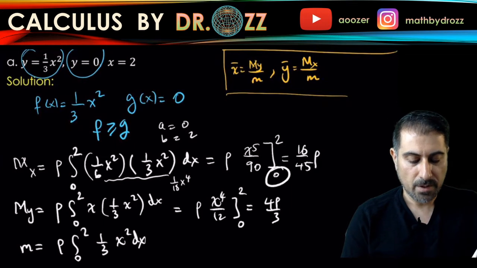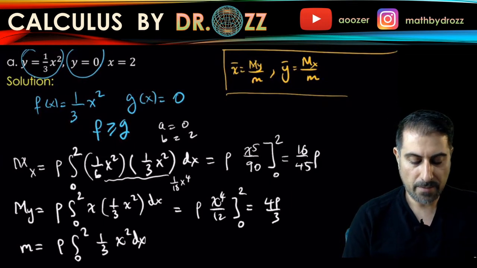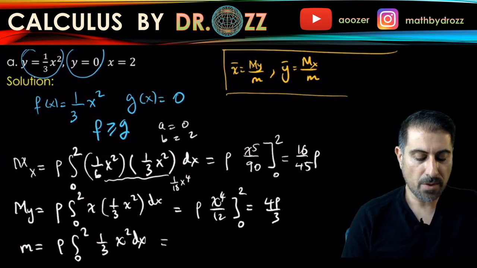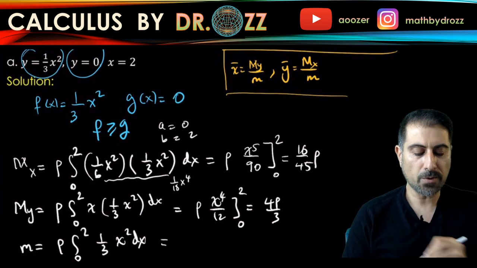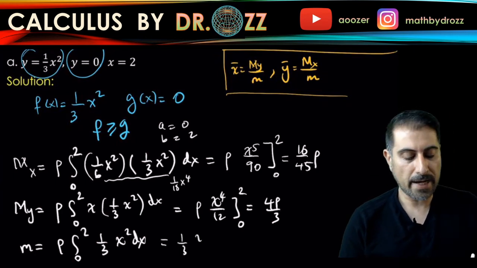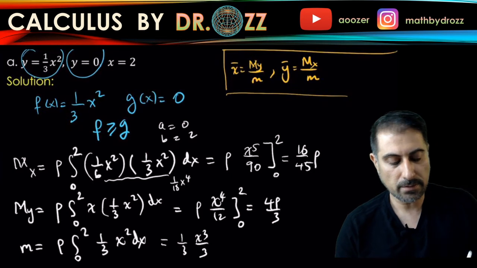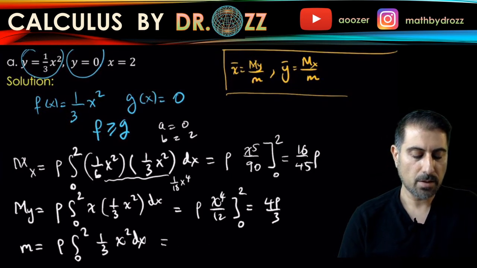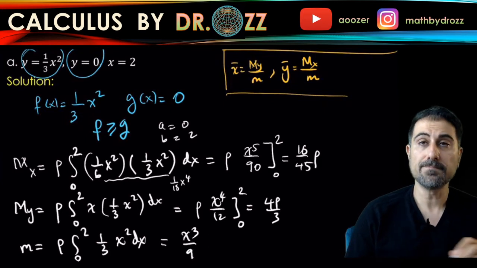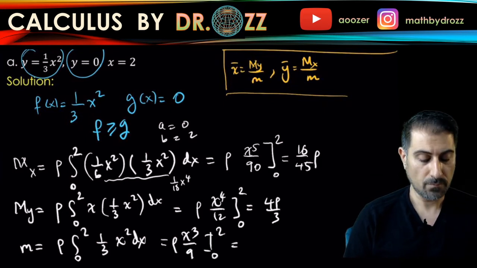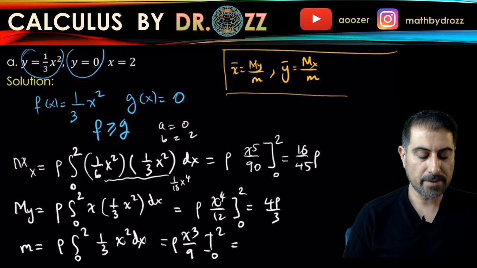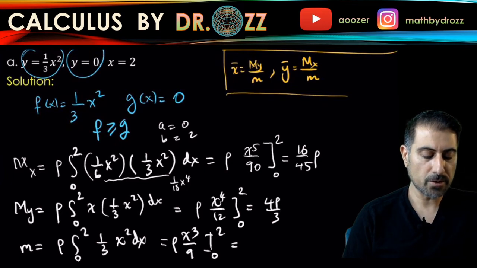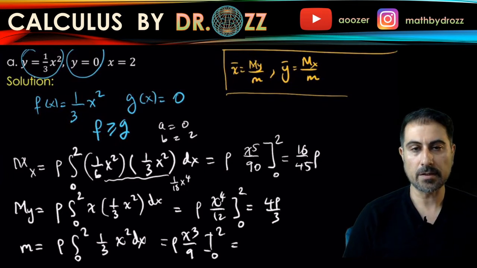And finally, what do we have here? So we have 1/3 x squared, so 1/3 x cubed over 3. So that makes it x cubed over 9, rho, from 0 to 2. And 2 cubed is 8. 8 over 9 rho. So 8 rho over 9. And 0 doesn't have any contribution here.